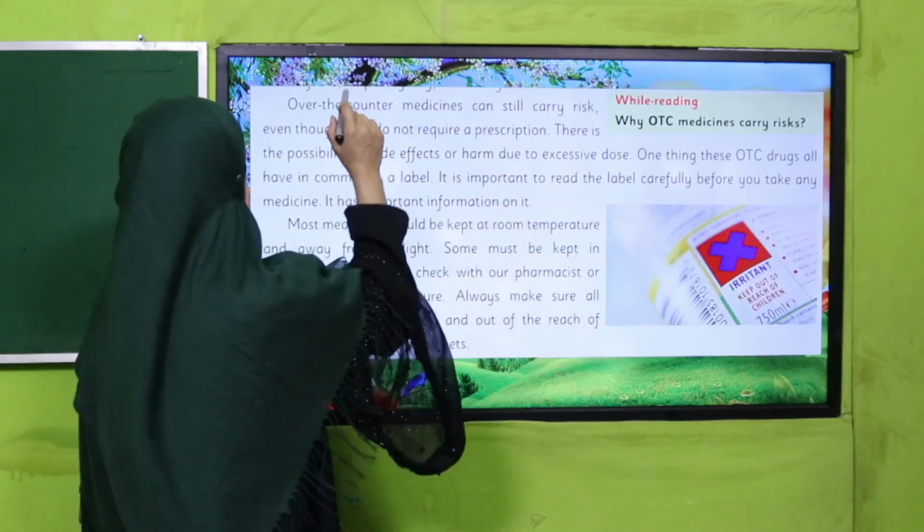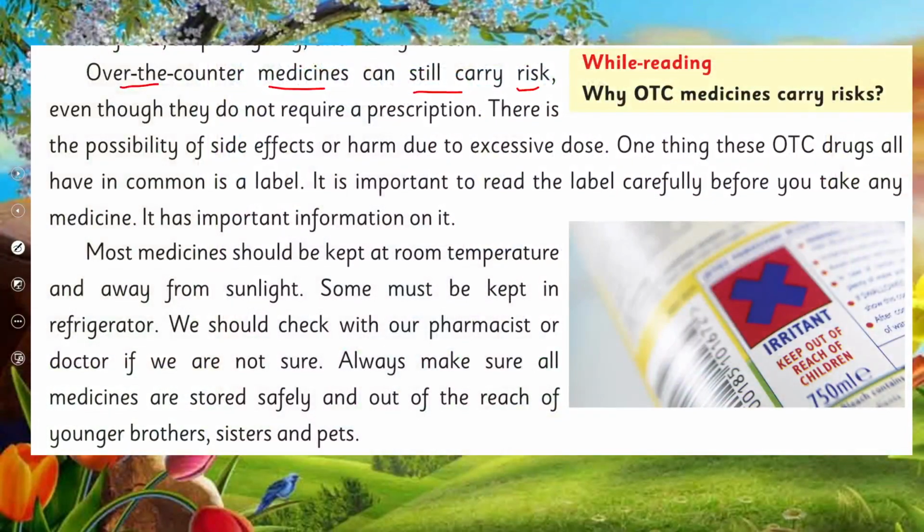Next is there, over-the-counter medicines can still carry risk. Even though they do not require a prescription, there is the possibility of side effects or harm due to excessive dose. One thing these OTC drugs all have in common is a label. It is important to read the label carefully before you take any medicine. It has important information on it.